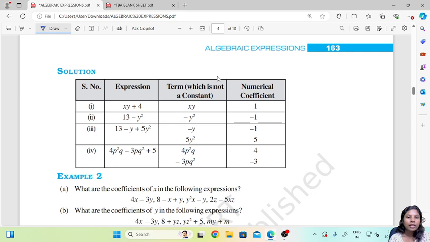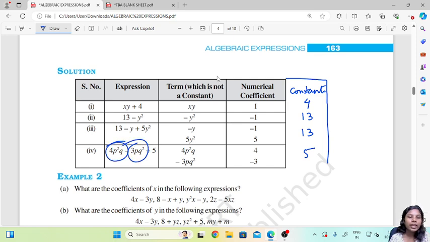So we can actually put it here. So we have the constants. In this case the constant is what? 4. In this case the constant is 13. Again here the constant is 13. Here also we have 5 as the constant. So this is the term. This is also the term. The numerical coefficients would be 4 and 3, 4 and minus 3. We have to include the negative signs.